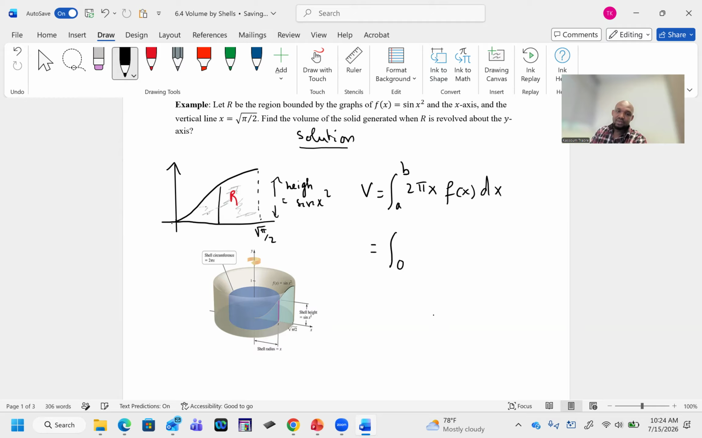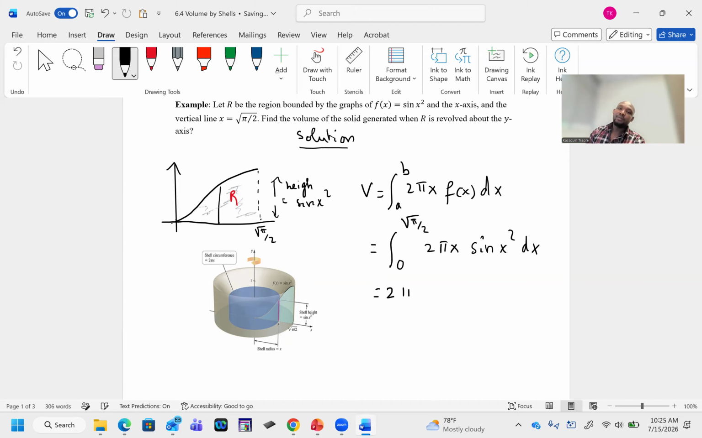Which will be the integral from 0 to what? Square root of pi over 2 of 2 pi x sine of x squared dx, right? And then now the rest is to solve this integral. So to solve this one, again, 2 pi is a constant. So we can take 2 pi out.